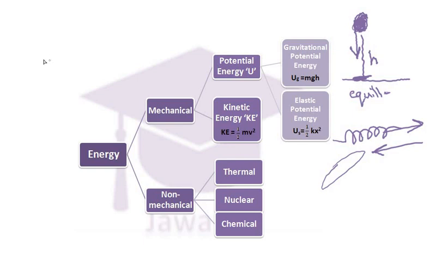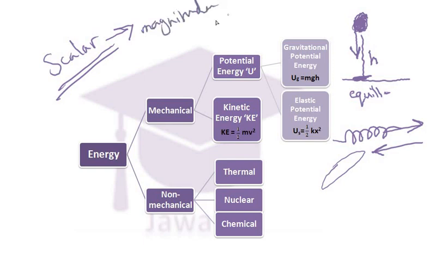Energy is a scalar quantity. Scalar quantities don't have direction, they just have magnitude, like distance or time or mass, while vector quantities have direction, like force, like the weight, the displacement, the acceleration, and these things.